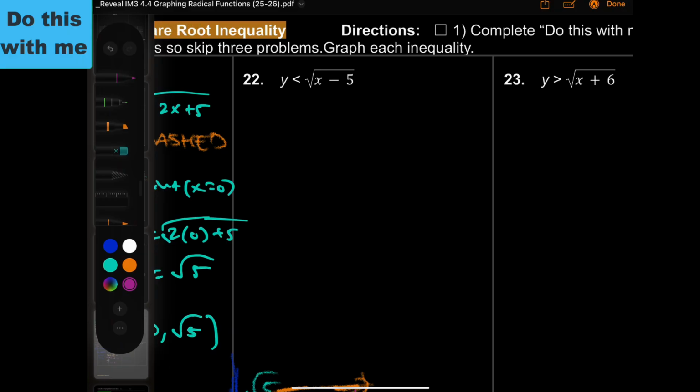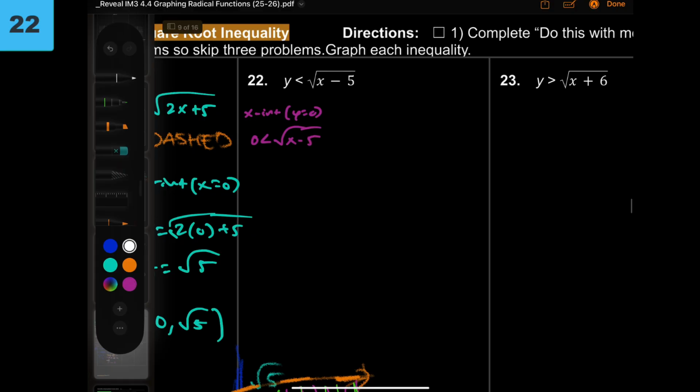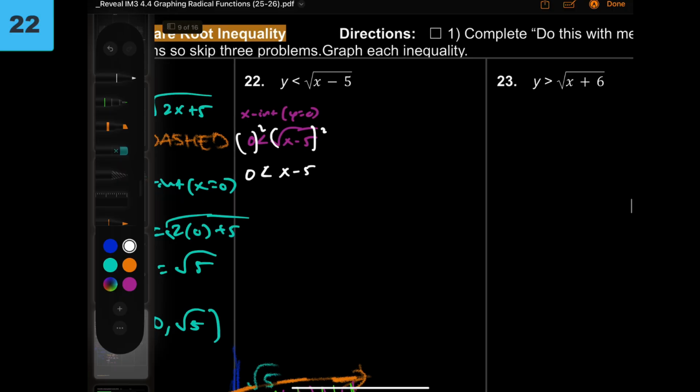Okay, question number 22. Let's go ahead and graph that. Let's do it by the intercepts. So let's just make the y value 0 and solve for it. I'm just going to square it. Get 0 is less than or equal to x minus 5, and then you get x equals 5. So (5, 0) is our first one.